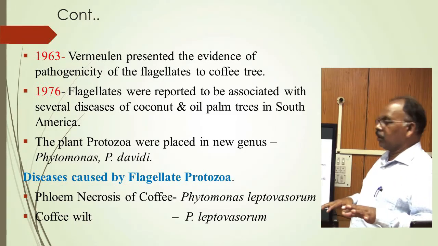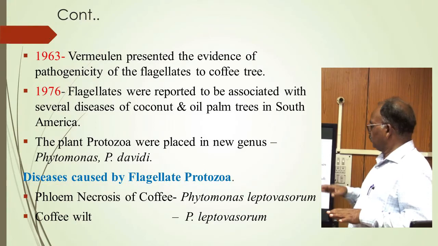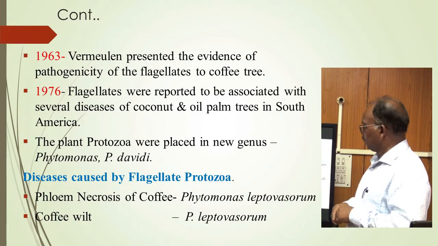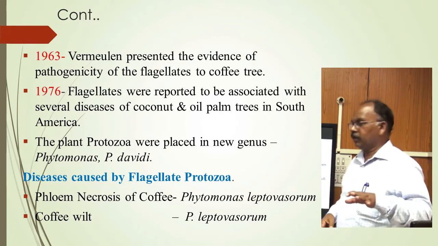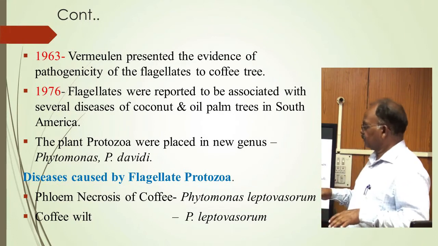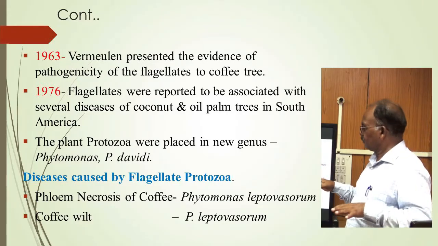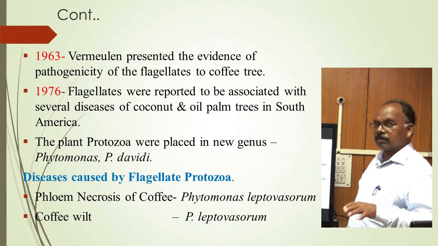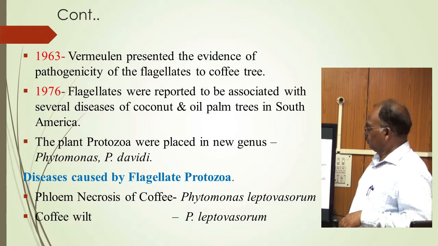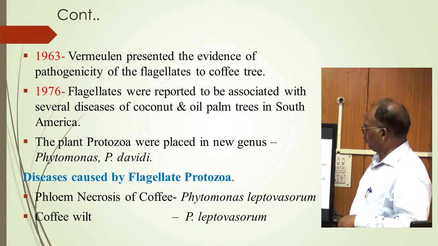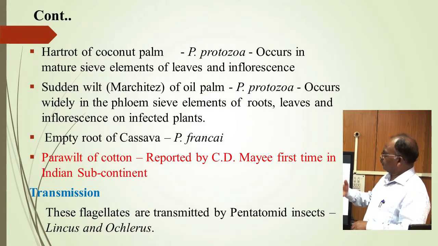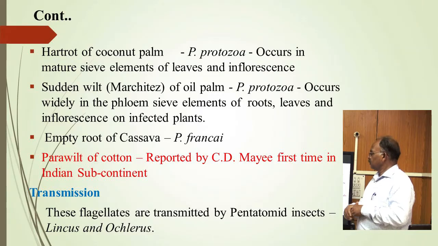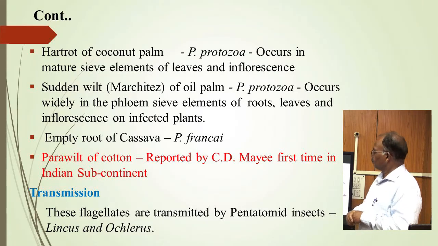The plant protozoa were placed in the new genus Phytomonas davidii. The diseases caused by flagellate protozoa include phloem necrosis of coffee, which is caused by Phytomonas leptobacillum, and coffee wilt. This disease is also caused by Phytomonas leptobacillum. There are some other important diseases. Heart rot of coconut palm, which is caused by Phytomonas protozoa.